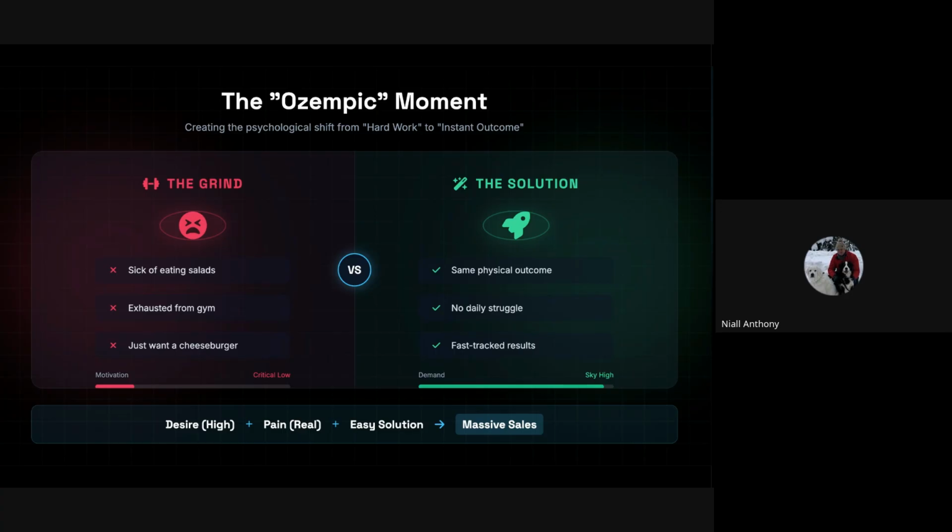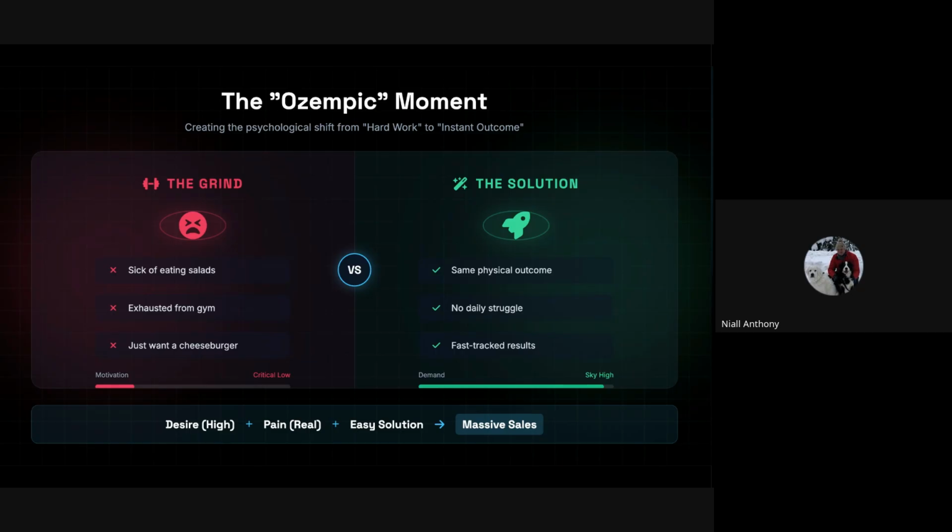But then 7 days go by. They're sick and tired of eating salads. They're exhausted having gone to work and having to work out after work. They just want a damn cheeseburger at this point, right? That's all they want. It's painful. Motivation starts to dwindle. They still want the outcome. It's still early on. They're not completely demoralized yet, but it's hard.